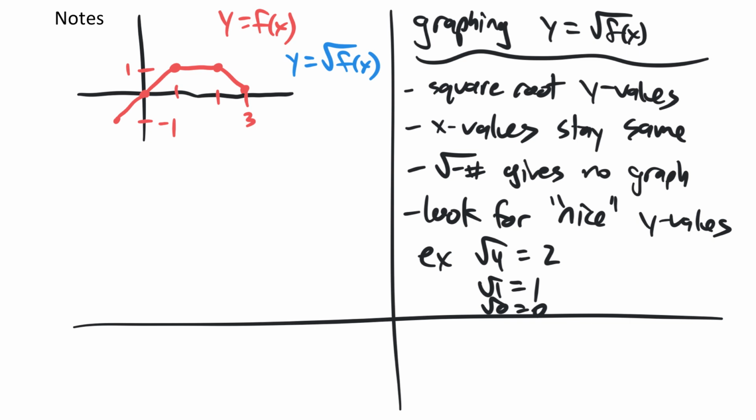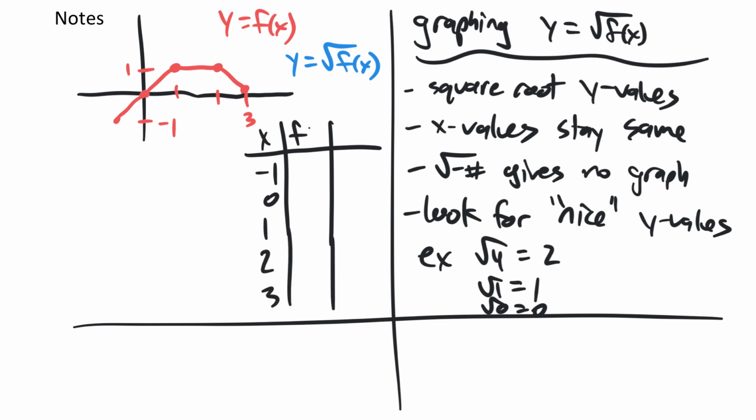All right, so if I was to make a little table here for us, we'd have x values at -1, 0, 1, 2, and 3. The f(x) values would be -1, 0, 1, 1, and 0. And the root, well, nothing would happen here because you can't square root a negative. This would be 0, 1, 1, and 0. So they're actually going to be all the same points. Kind of neat. But we have to add that radical shape.